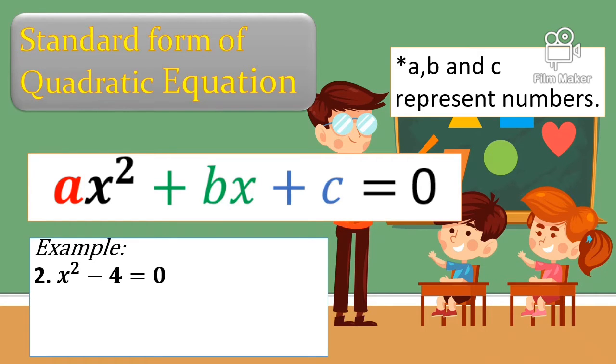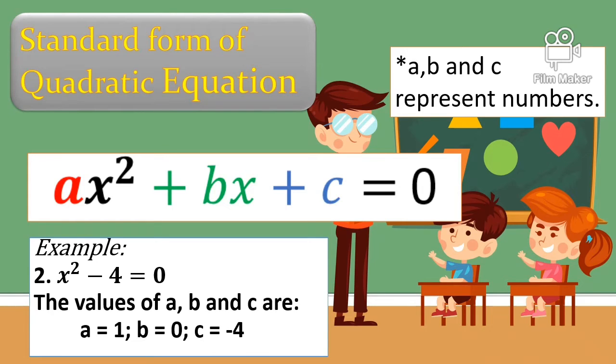2. x squared minus 4 equals 0. The values of a, b, and c are: a is equal to 1, b is equal to 0, and c is equal to negative 4. As you notice, we have only two terms in this equation. The missing term is the linear term, so that's why b is equal to 0. In the case of the quadratic term, x squared has an invisible coefficient which is 1. That's why a is equal to 1.